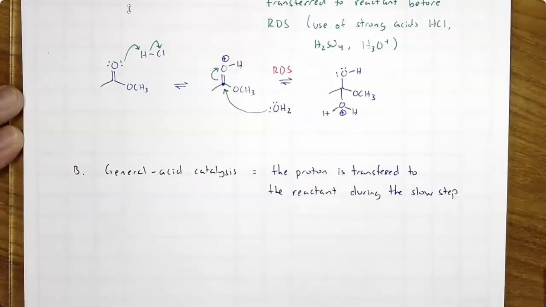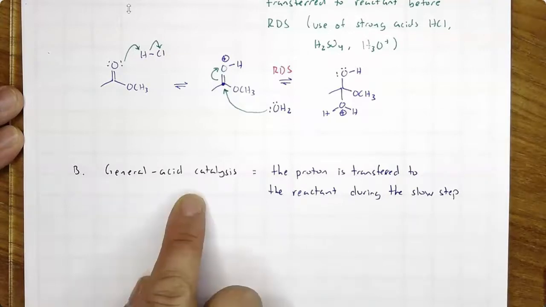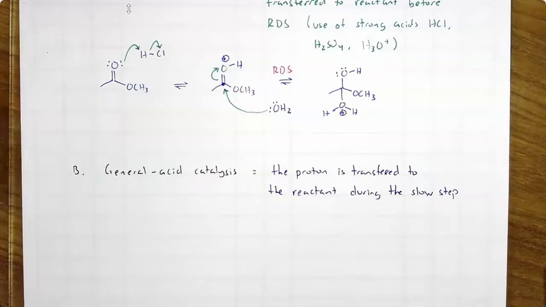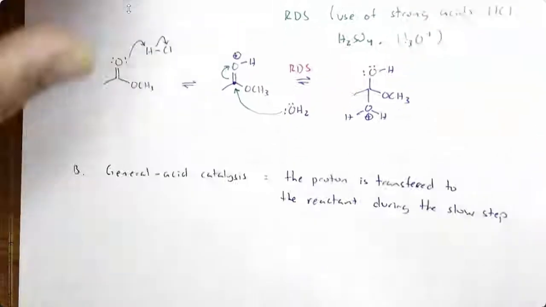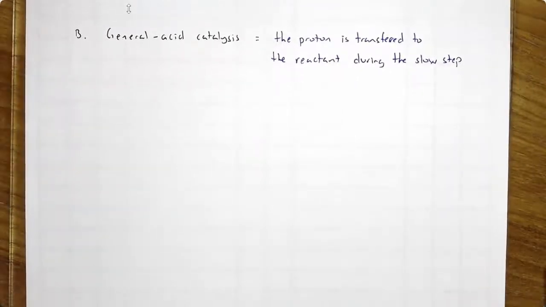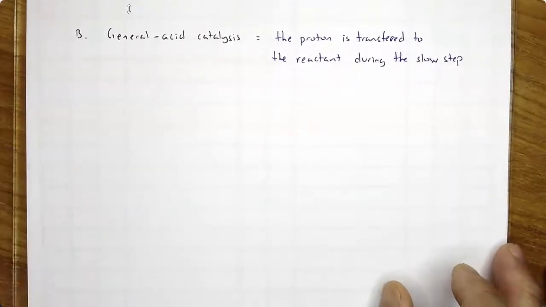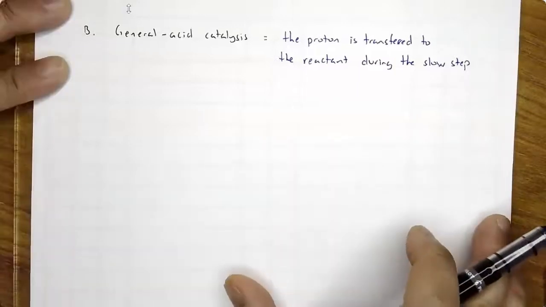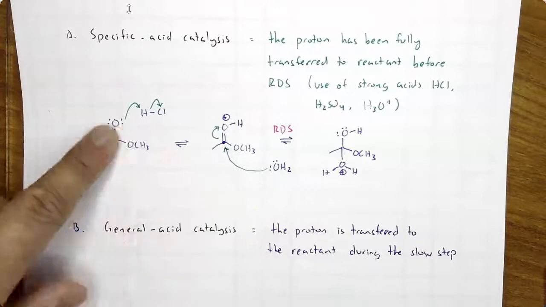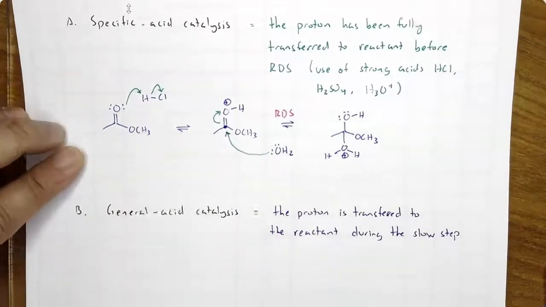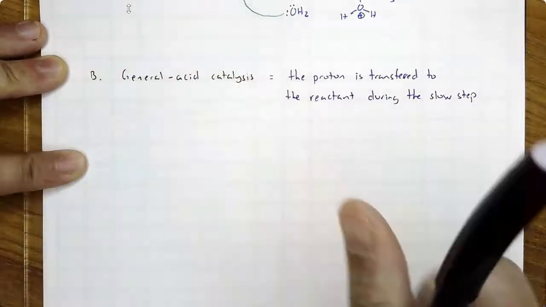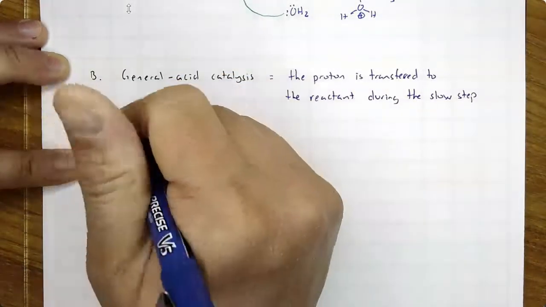In contrast, in general acid catalysis, the proton is transferred to the reactant during the slow step. This is something that most people taking organic chemistry do not see. And this is what happens within the enzyme. An example, again, we're doing a hydrolysis of an ester. This is how you would normally do it in organic chemistry. But the enzyme typically uses general acid catalysis, and that would look like this.